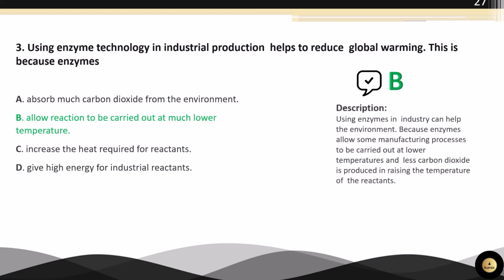Using enzymes in industry can help the environment because enzymes allow some manufacturing processes to be carried out at lower temperatures and less carbon dioxide is produced in raising the temperature of the reactants.